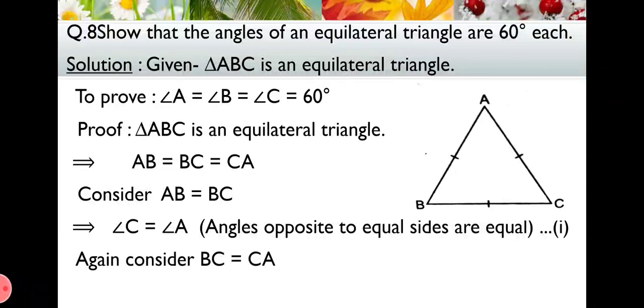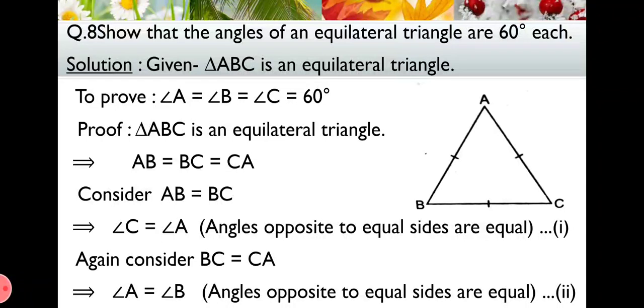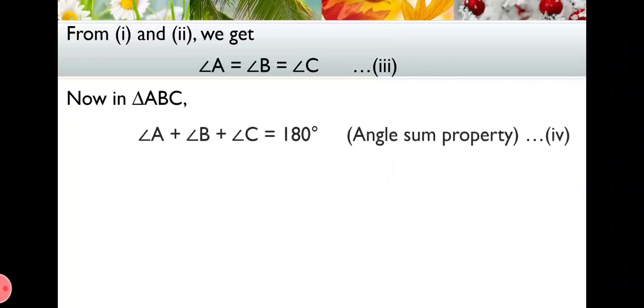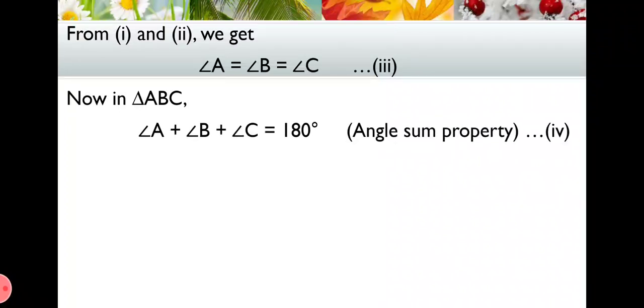Again consider BC equals CA. So we will get angle A equals angle B, again according to theorem 7.2, that is, angles opposite to equal sides are equal. Let it be number 2. Now from 1 and 2 we will get angle A equals angle B equals angle C. Let it be number 3. Now in triangle ABC, angle A plus angle B plus angle C equals 180 degrees according to the angle sum property. Let it be number 4.